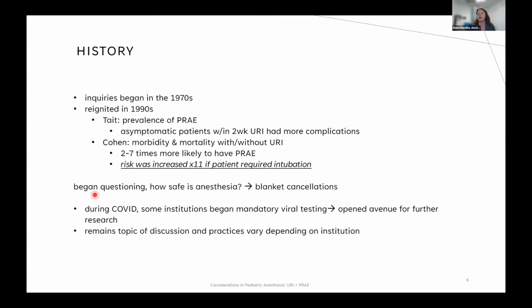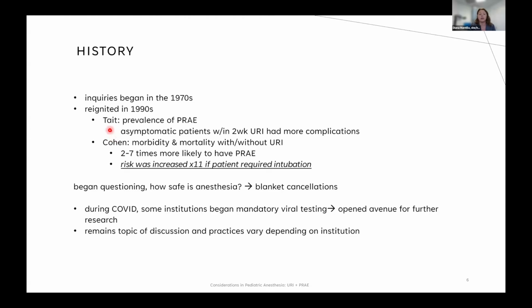So a little bit of history on PRAE and upper respiratory concerns. Inquiries really began in the 1970s. People started to see an association of coughing and sneezing and a bunch of runny nose and congestion, which, if you've ever met a kid, is pretty common, especially when they started their daycare years. But nothing really solidified until about the 1990s, when this association got really reignited. And the first studies, the first two real mainstream data that we have are Tate and Cohen.